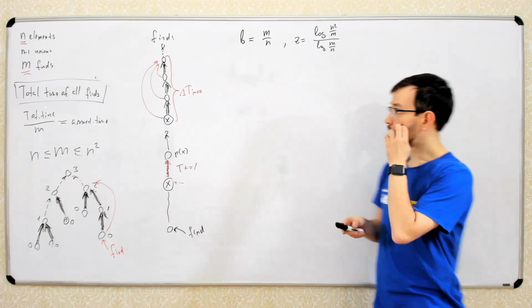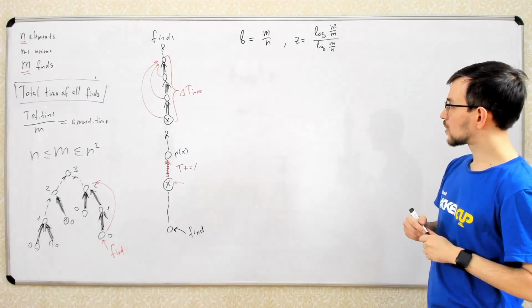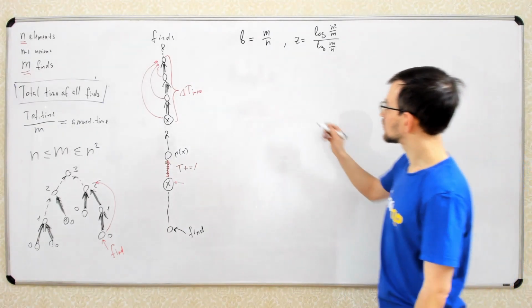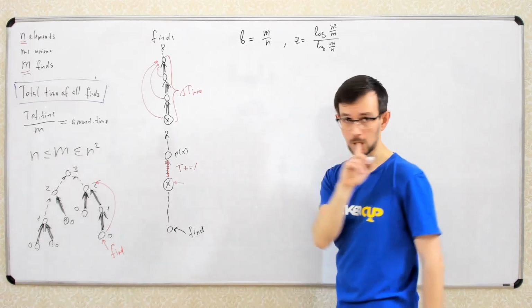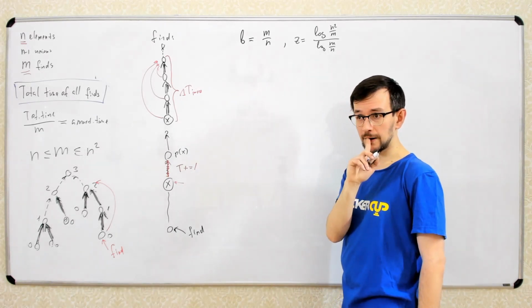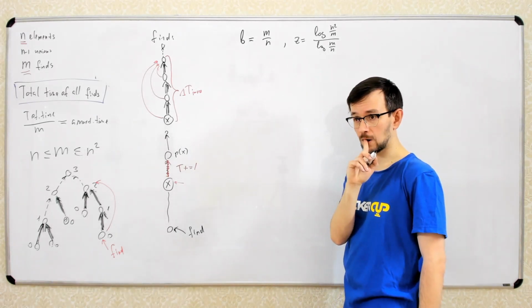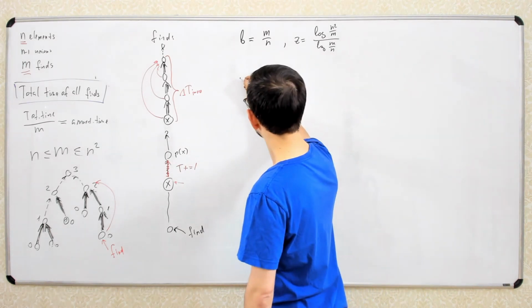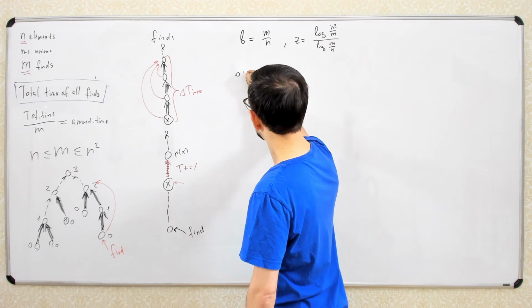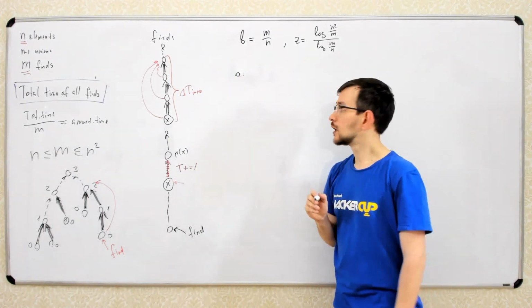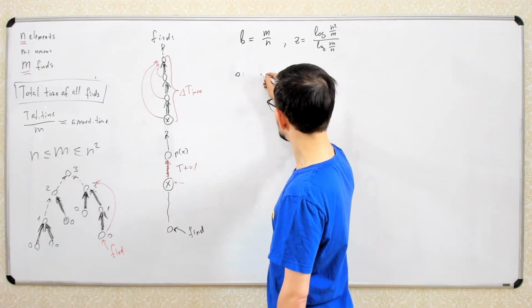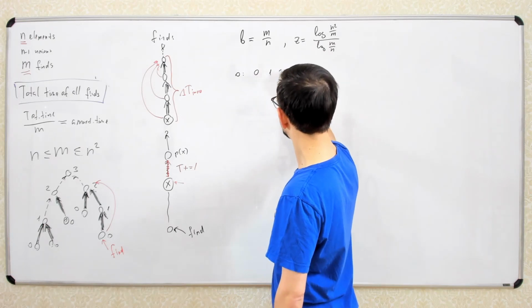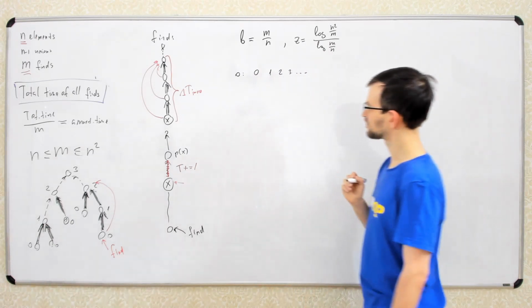And now we will do the following. Let's write the following sequences. Let's pick the following sequences. Let's have the sequence 0. It will be 0, 1, 2, 3, and so on. Pretty simple.